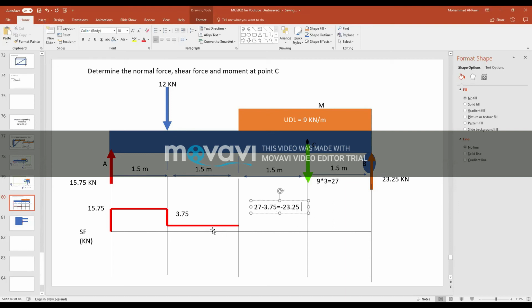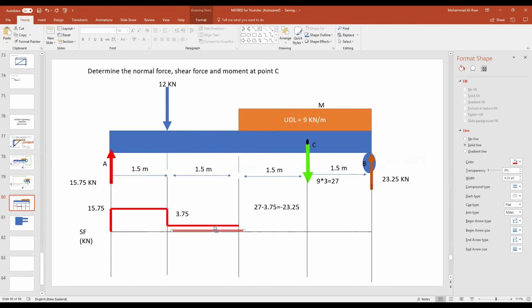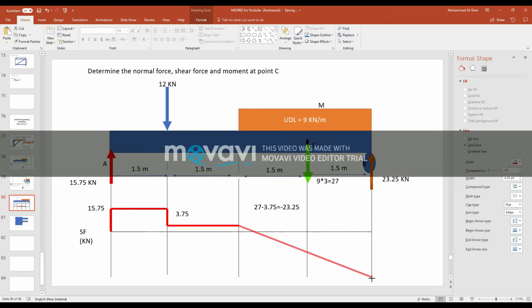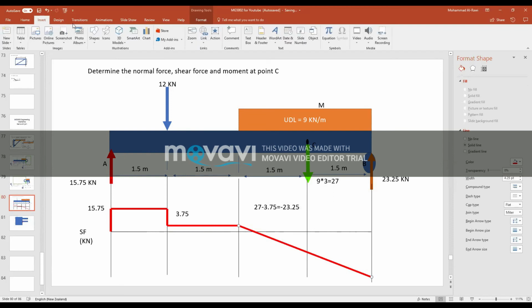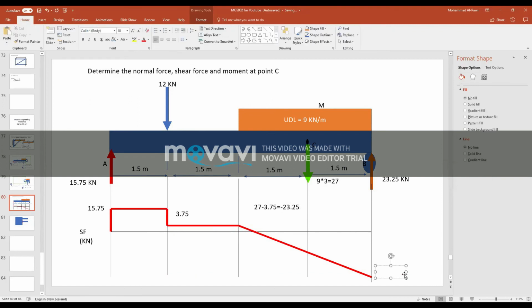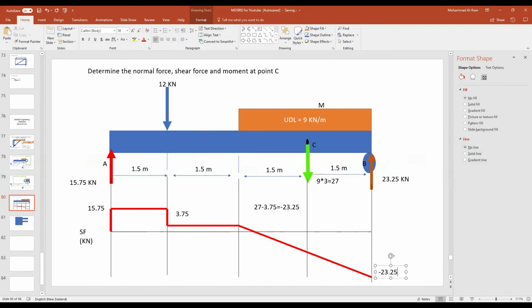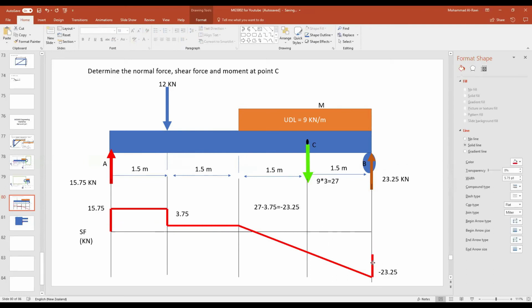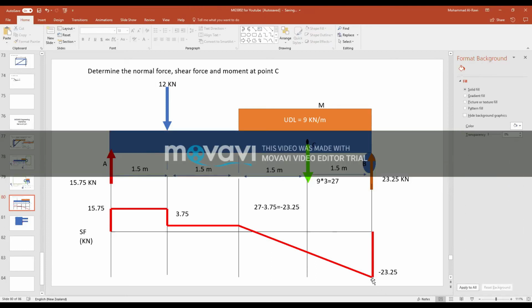So see now where my line is taking me. Control C, Control V. I will take just this line. Because it's UDL, it should go somewhere like this. And then I put a value here of minus 23.25. And look carefully, what do I have? I have my support reaction, which will close the shear force diagram. So here is minus 23.25, and then the support reaction 23.25, and that's what closes it.